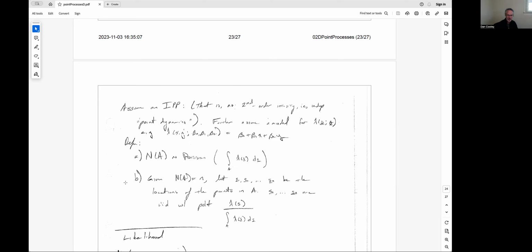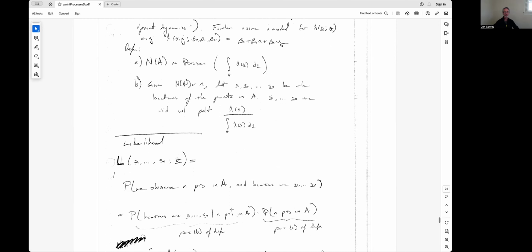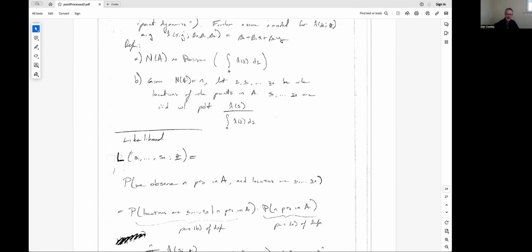And the second piece of the definition said that given that the number of points in A is n, then the locations of the points are independent and identically distributed with this PDF. This is just looking at the intensity at a particular point S, and dividing by the integral of the intensity, which normalizes this, of course, and makes it a probability density. Importantly, the density is not uniform like it is in the homogeneous Poisson process, but they are independent and identically distributed.